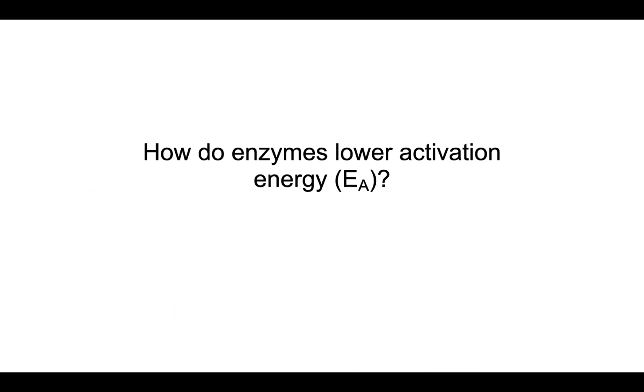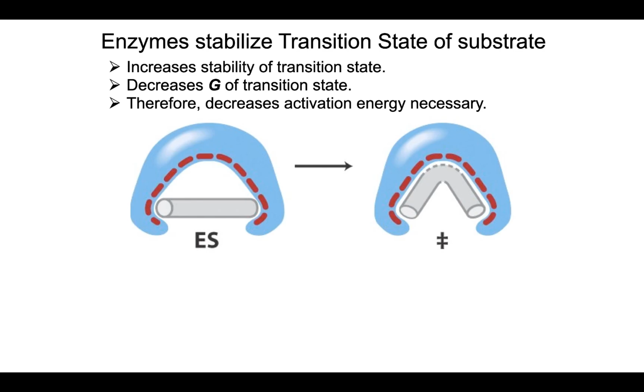Now, again, I've alluded to this a little bit before, but let's talk about it officially now. How do enzymes lower activation energy? They do so by stabilizing the transition state. Okay, here we have the enzyme in blue, and we have the substrate in our bar. Let's say the reaction here is we are trying to snap this metal bar in half, and the transition state is to first bend it.